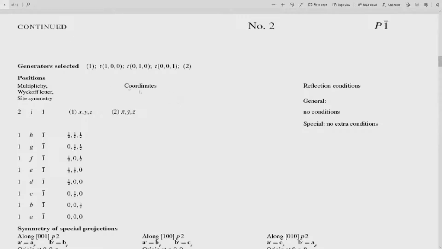What you have to remember is the fact that if there is a general position which is now associated with one symmetry 1, then there are two objects, x, y, z goes over to x bar, y bar, z bar, and those are the two equivalent positions.